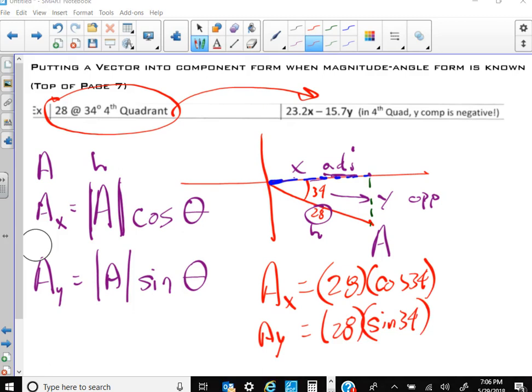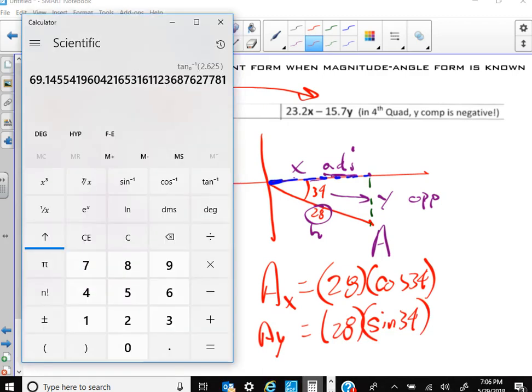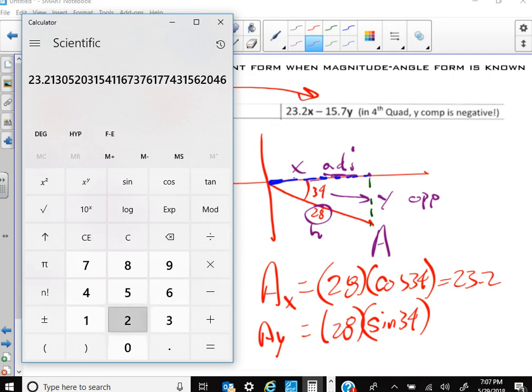I'll break out our calculator here, and let's see, 28 times cosine of 34 equals 23.2, and then we'll do 28 times sine of 34, and that's going to be 15.7. Well, let's double check. Does that make sense? Sure, that makes sense. That should be a little smaller than this.